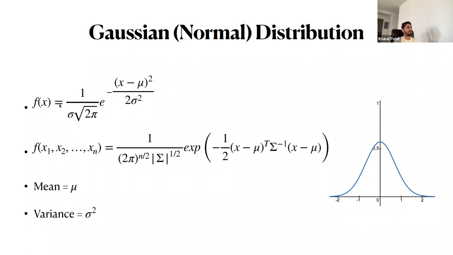If you have one variable, that is how you calculate it, and if you have n variables, more than one variable, then this is how you calculate it, right? So here the capital sigma is your covariance matrix, right? We saw earlier how to calculate the covariance matrix, and its mean and variance are given here.